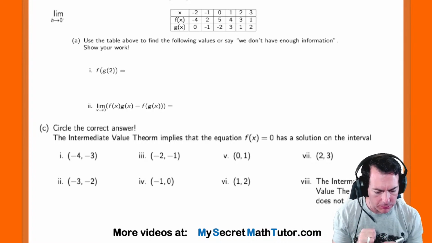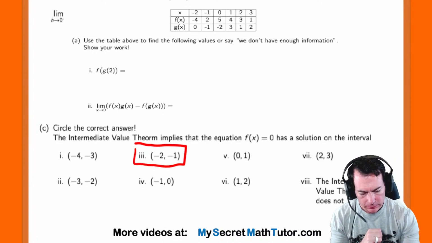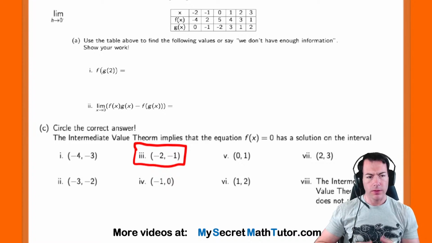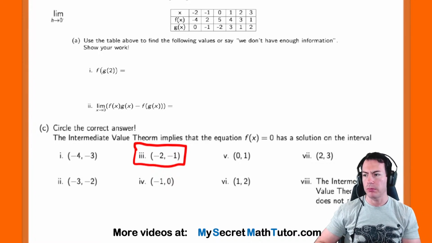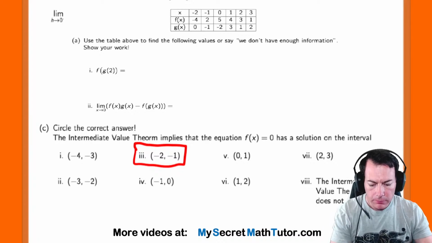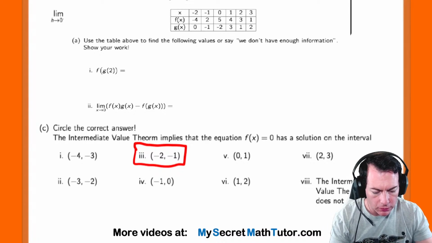So let's go ahead and look at our options. I bet that's got to be one of them. And sure enough, there it is. It's right there. So that's where the intermediate value theorem would apply, and where it would tell us it has to have a solution. Perfect. All right, I got a little bookmark that we're going to come back to that one eventually. Let's go ahead and go on to the next page.